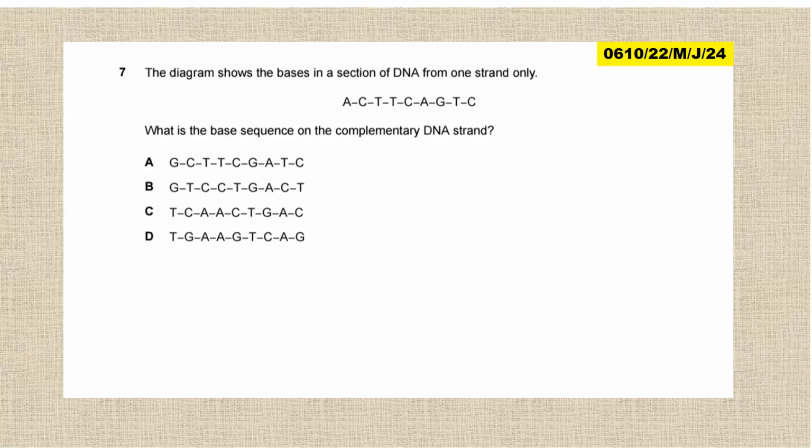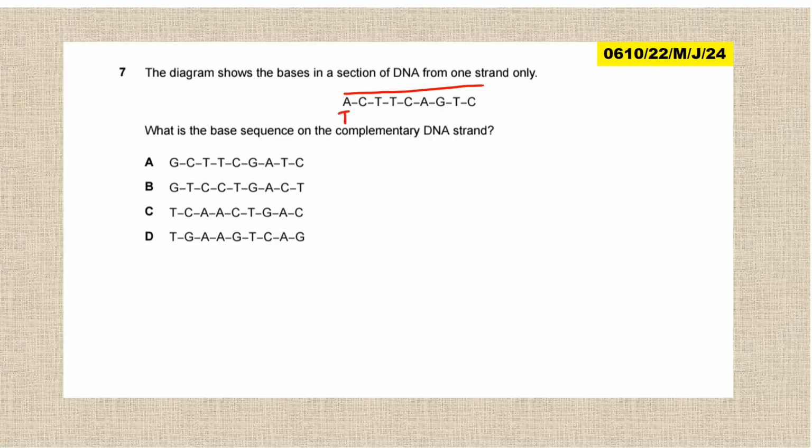Let us look at this one. That is paper 2, variant 2, May/June 2024. The diagram shows the bases in the section of the DNA from one strand only. What is the base sequence of the complementary strand? So, which means the opposite one.